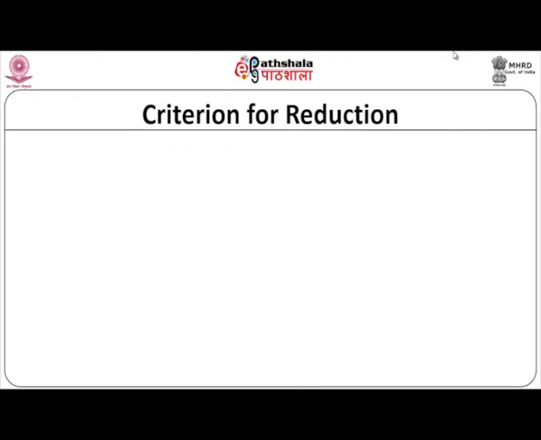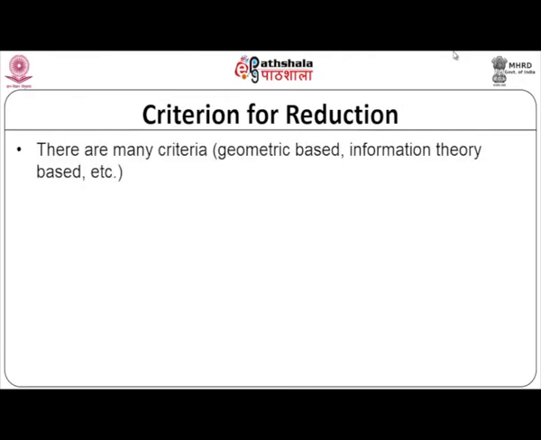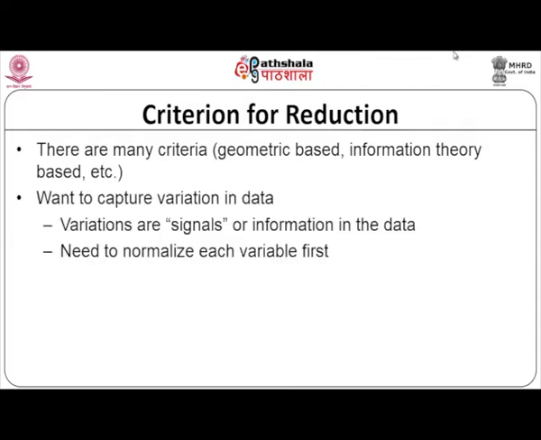So, what is the criteria for reduction? There are many criteria. It could be geometric based, it could be information theory based. There are many methods by which the criteria are used. Now this is the essence of dimensionality reduction. Suppose you want to capture the variation in data, basically that is what you want to do. Variations are signals or information in the data, and those variations are the essence of the data, as we call it.